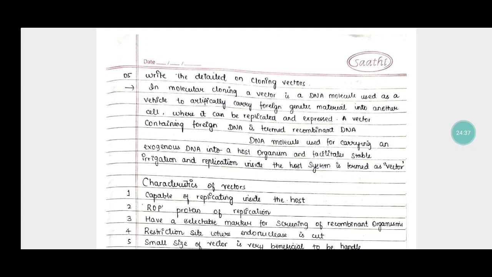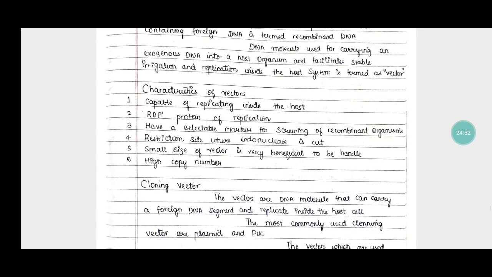So the DNA molecule used for carrying an exogenous DNA into a host organism and facilitates stable integration and replication inside the host system is termed a vector. The characteristics of the vectors: it is capable of replicating inside the host, ORI, that is the origin of replication, then it has a selectable marker for screening of recombinant organisms, and a restriction site for the endonuclease, which cuts.